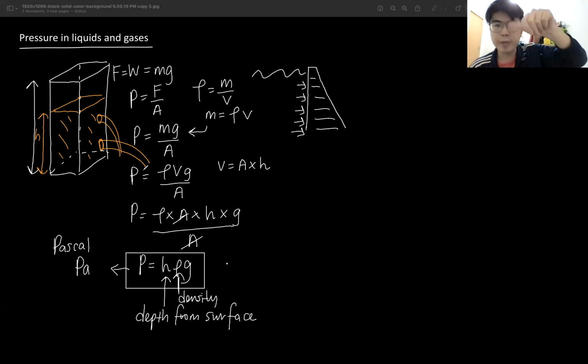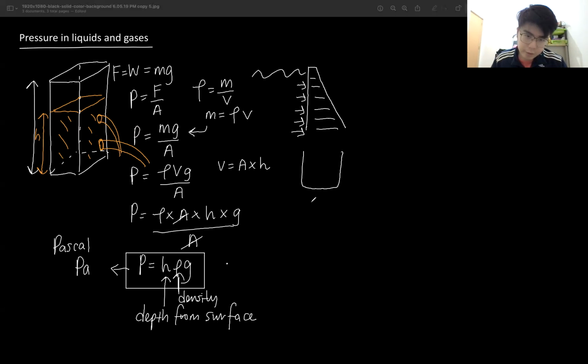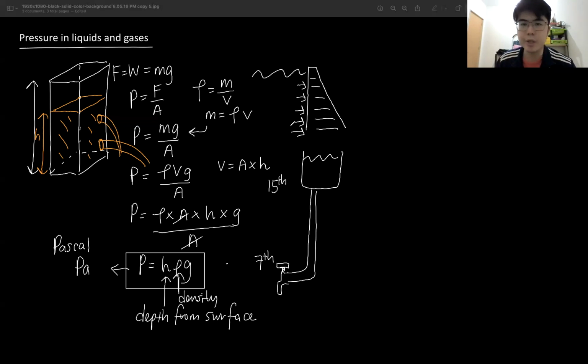What is the water pressure when you open the pipe? This is the storage tank, and then the water goes down. Let's say your condominium is on the 15th floor, and you stay on the 7th floor. This is your water tap. When you open the tap, what's the pressure?